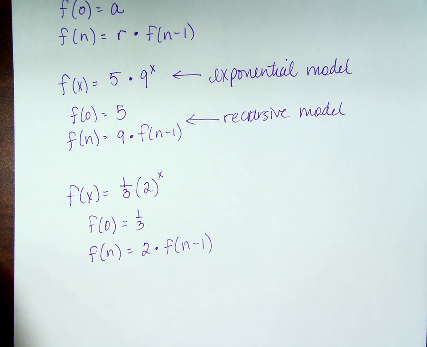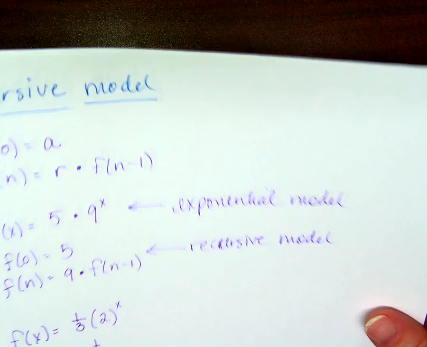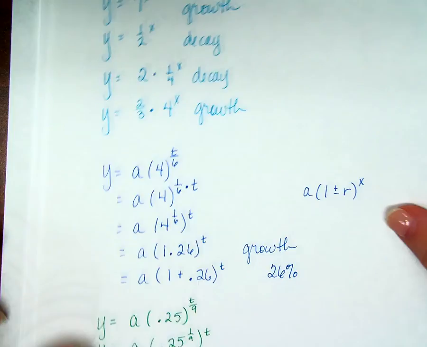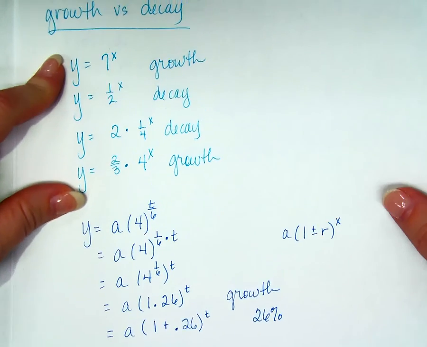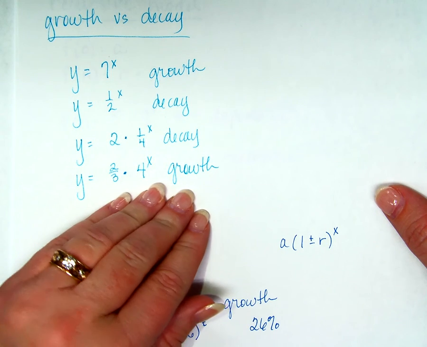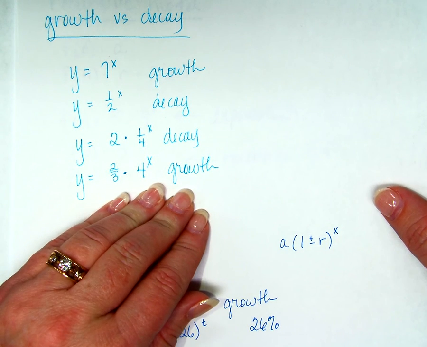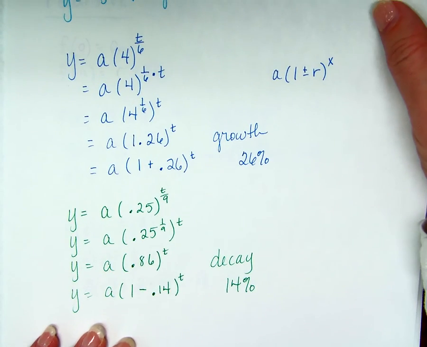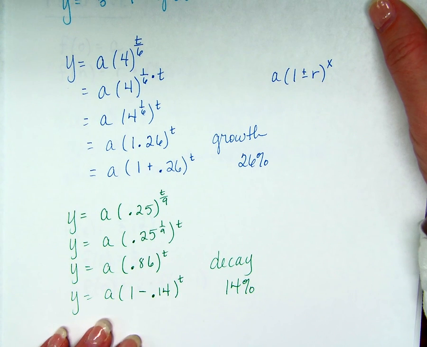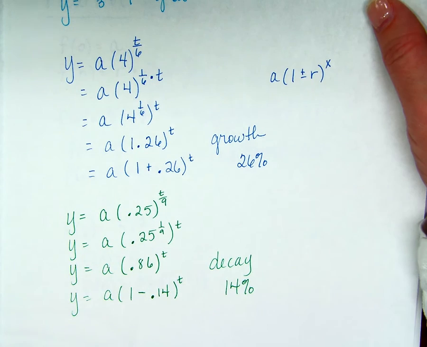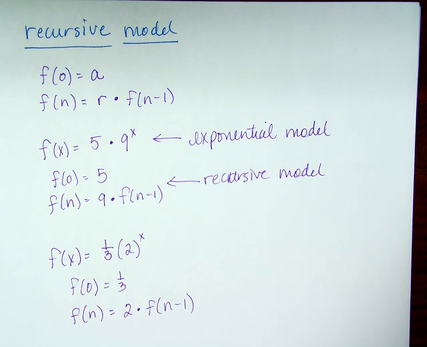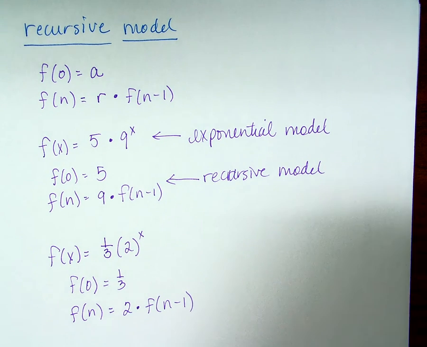Okay. So how comfortable are you feeling with identifying growth and decay if your exponent is just straight up x? Super easy. How comfortable are you feeling identifying growth or decay and the percent of growth or decay when your exponent is something else besides x? Good. Okay. How comfortable are you feeling writing the recursive model? Really good? Okay, awesome.